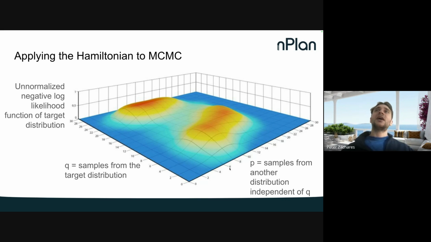And then the thing that determines the height, which determines your potential energy, is the unnormalized negative log likelihood function of the target distribution. So it's the negative log of the target distribution's likelihood function. That's how they take this physics problem and make it into MCMC. They say, okay, Q is the samples I want to get, that's my target distribution. P is some other distribution, and height is this unnormalized negative log likelihood.